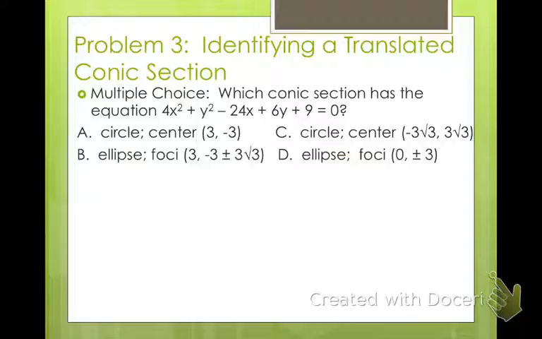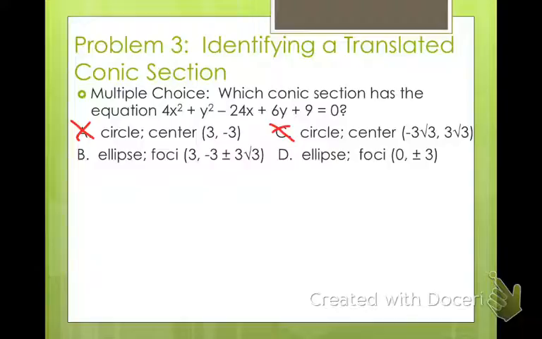And then to identify the conic section, for this one, you're going to need to rewrite it and put it into standard form. What I noticed is that there's an x squared and a y squared, and they're being added together, and my coefficients in front are different. So what conic section adds x squared and y squared but has different coefficients? That would be an ellipse. So we know this has to be an ellipse.